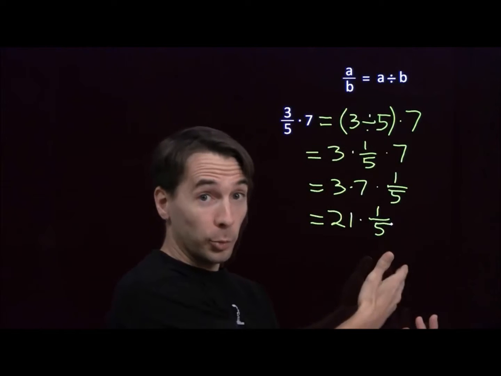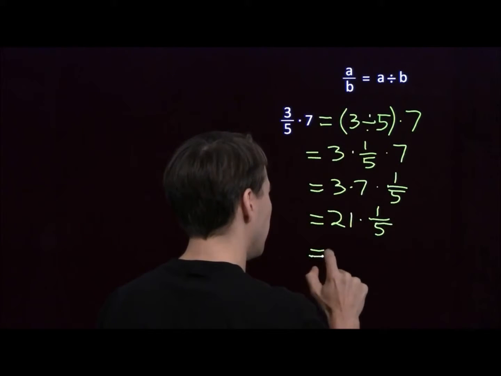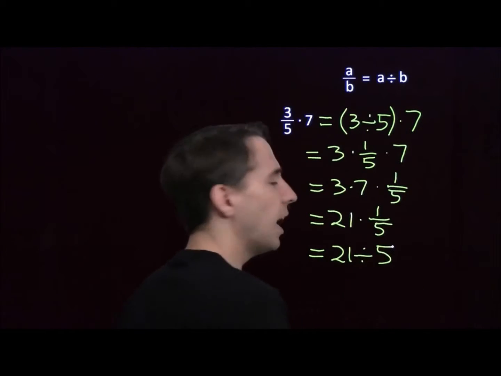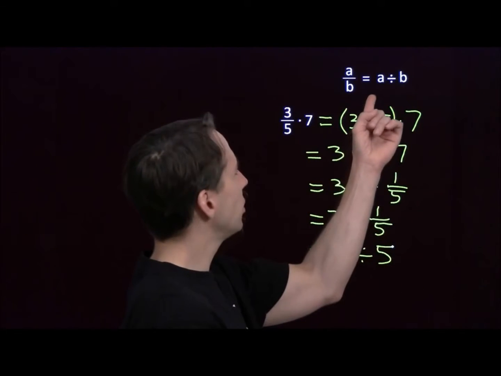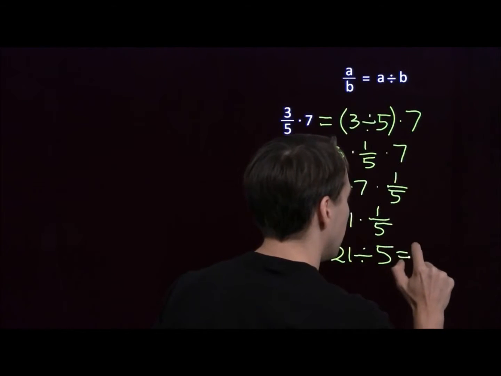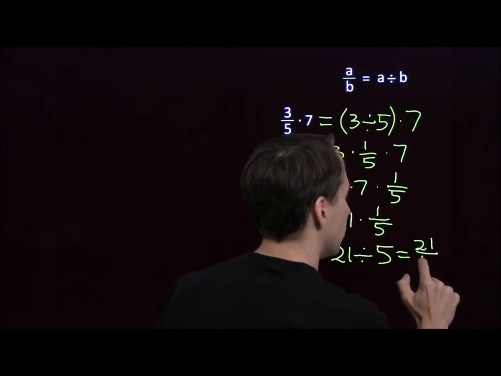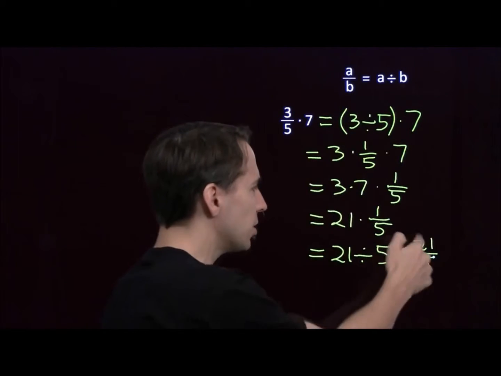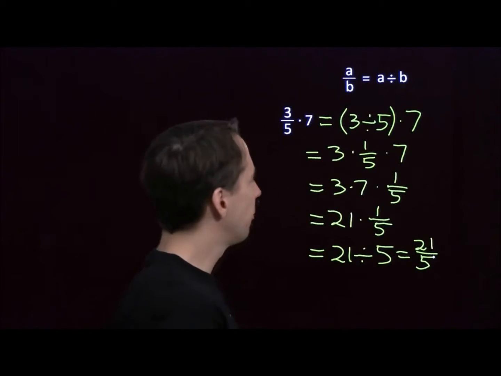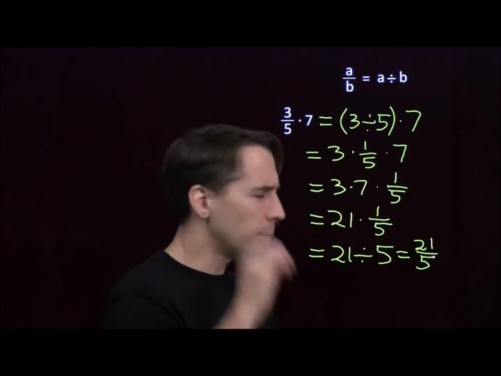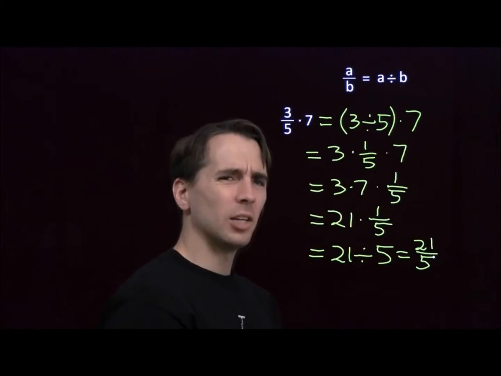21 times 1 over 5, we're multiplying by a reciprocal. That's just division. 21 divided by 5, that's what a fraction is. It's just a division. So our answer to 3 over 5 times 7 is just 21 over 5. 3 times 7 is 21, 5 on the bottom. Maybe that's a coincidence.